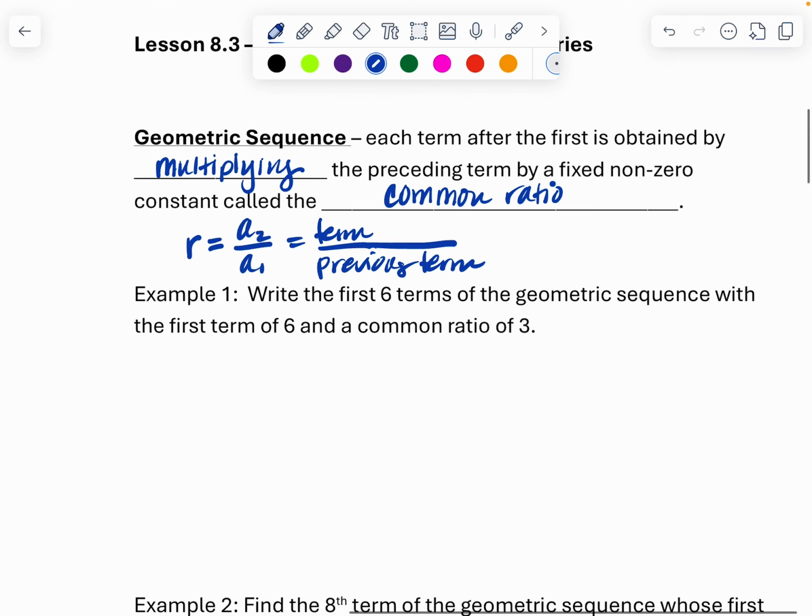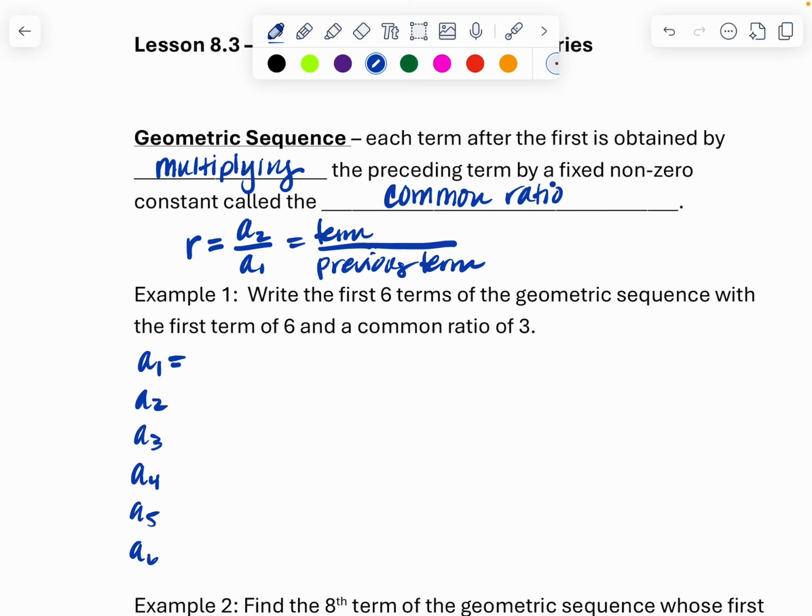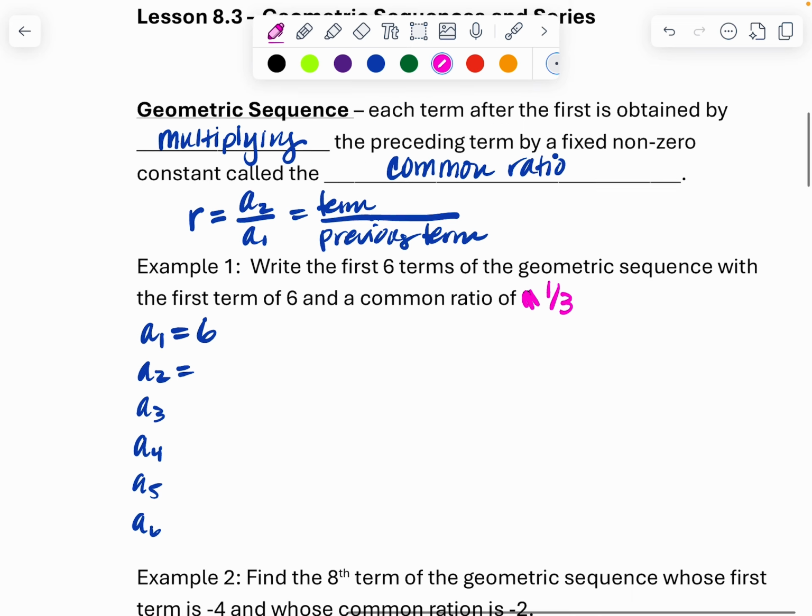All right, so let's do an example. Example 1 says to write the first 6 terms of the geometric series with the first term of 6 and a common ratio of 3. This is pretty straightforward: A sub 1, A sub 2, A sub 3, A sub 4, A sub 5, A sub 6. The first term is 6, and to get each term, we multiply by 3. Let me change this so it doesn't get so big. Instead of 3, let's make the common ratio 1/3. That's a little bit nicer.